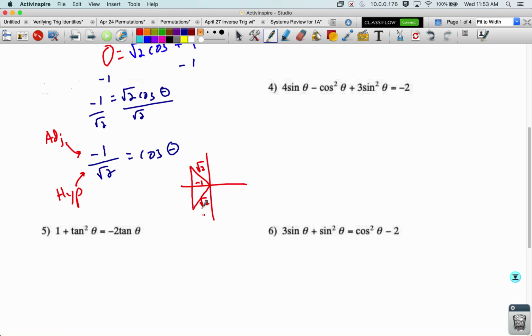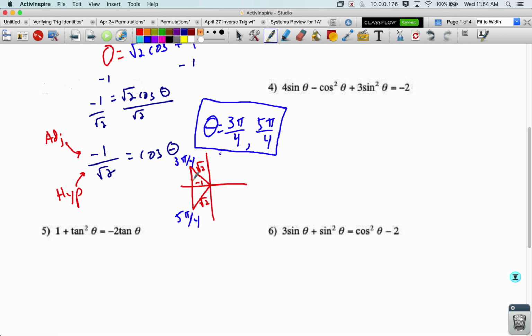We should recognize this triangle as our 1, 1, root 2 triangle, which is a 45-degree triangle, meaning that these angles here are 3 pi over 4 and 5 pi over 4. And that's all we have to write. Theta equals 3 pi over 4 and 5 pi over 4. We don't have to do the plus 2 pi n to both of these because we just want the answers within one revolution of our terminal side.